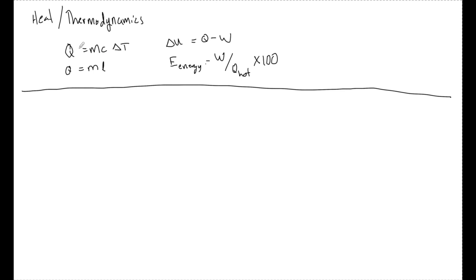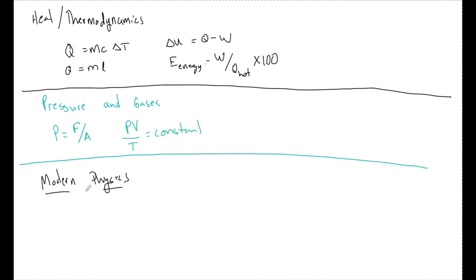Two more topics to go. The next one is going to be pressure and gases. You know that pressure is going to be equal to the force divided by the area. So this is going to be the force that's applied by that gas or by that liquid divided by area. And then the ideal gas law says for an ideal gas, PV, pressure times volume, over temperature is going to remain constant.